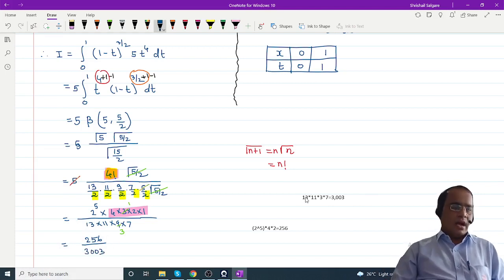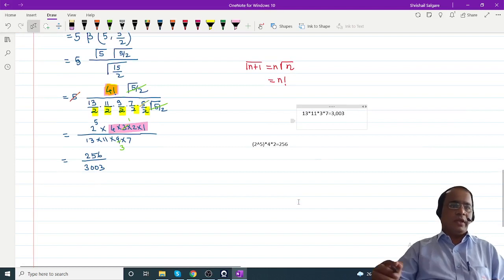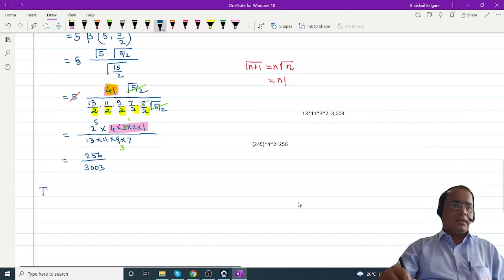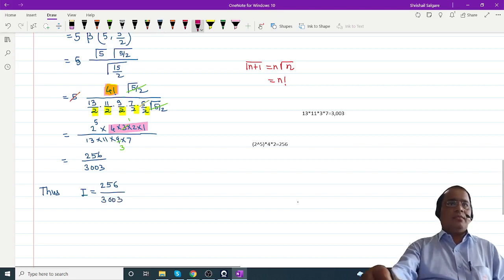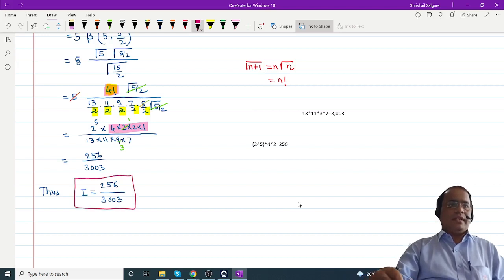Okay, this example is the 4th. Now they are written in terms of only beta. So the evaluation of the integral I is given by 256 divided by 3003. Is it right? Yes, sir. You have to write that answer in P by Q form, in the rational form.